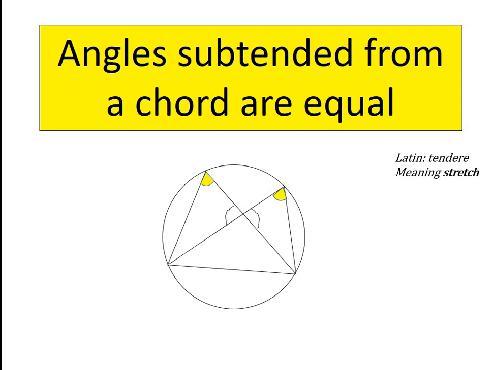So because we have that X shape here in the middle, the angles are vertically opposite, so these angles are also the same, which means that this angle here and this angle here are also the same. So this means that these two triangles here are identical.